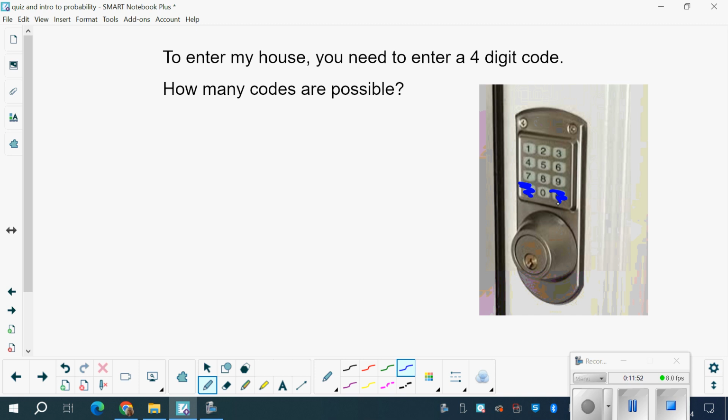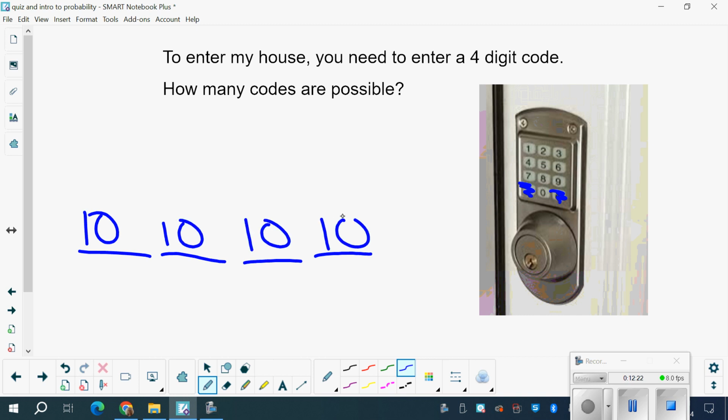I got 4 decisions. So watch. Here's decision number 1. Boop. Here's decision number 2. Boop. Here's decision number 3. And here's decision number 4. Boom. Be careful though. Count those numbers carefully. I would have said it's 9, but it's not 9, is it? It's 10 because 0 counts. So it's 10 and 10 and 10 and 10.